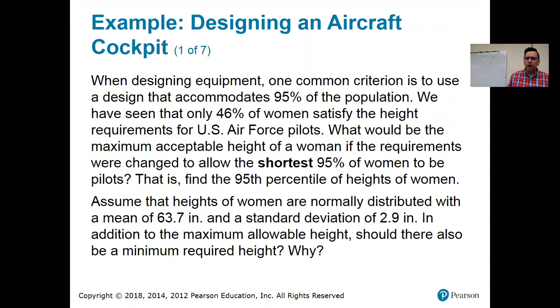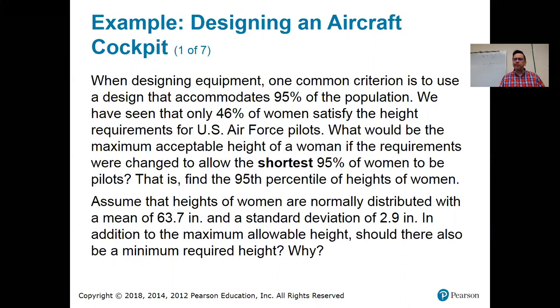Okay. All right, so let's look at this problem. When designing equipment, one common criterion is to use a design that accommodates 95% of the population. We have seen, probably in a previous example that we didn't go over, that only 46% of women satisfy the height requirements for U.S. Air Force pilots. Pilots cannot be too tall. All right, so there is a maximum height requirement for pilots.